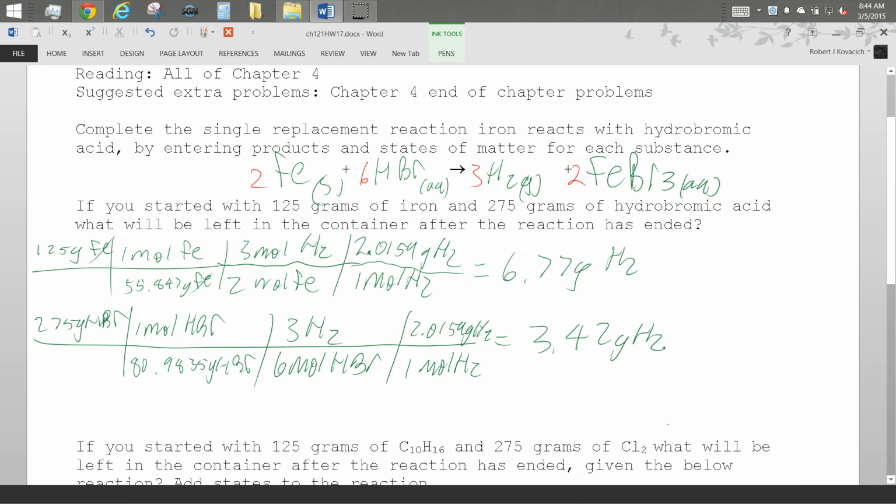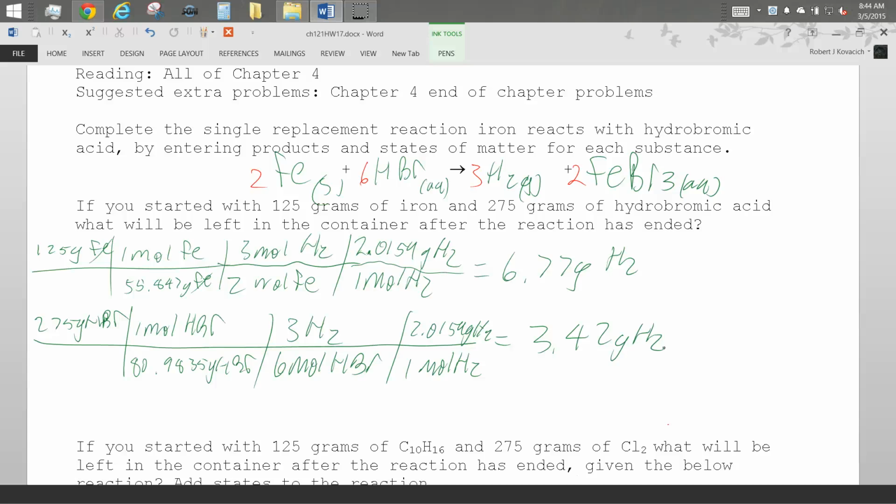All right. So this second railroad track is telling me what? The hydrobromic acid is the limiting reagent. I know that because the hydrogen is the least produced if I start with that amount. If I had 275 grams of hydrobromic acid, the instant I've made 3.42 grams of hydrogen gas, what happens? I run out of hydrobromic acid. So can I ever make that 6.77 grams? I cannot. I just completely run out at exactly 3.42 and the reaction's over.